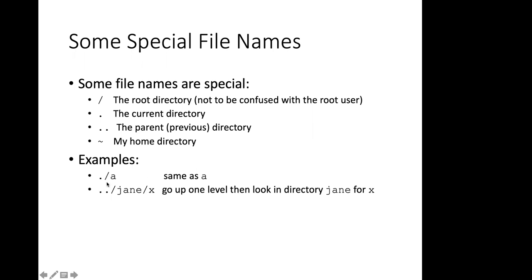If you see here, ./a, right? The slash that you use, the oblique, is different from Windows. In Windows it is backslash, whereas in Linux it is always /, so it's the reverse. ./a is the same as a, because dot means the current directory. Similarly, ../jane/x means you are moving one directory back before accessing jane, and then x is the second directory.